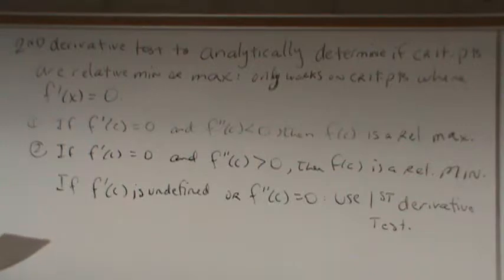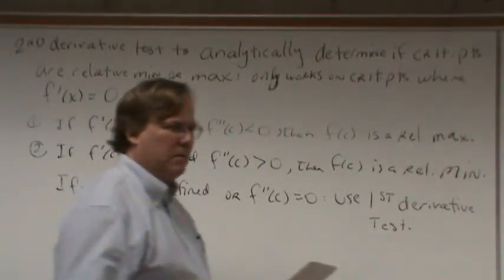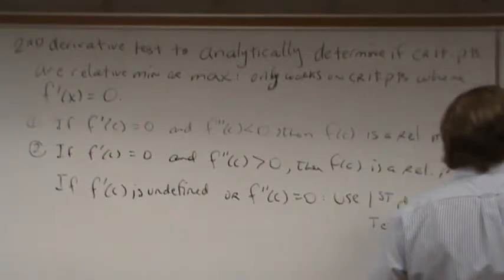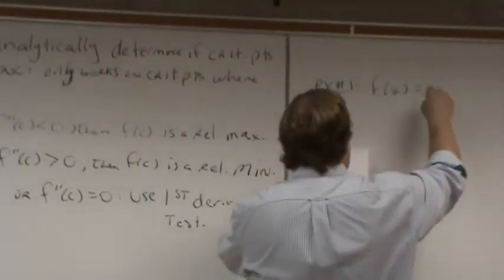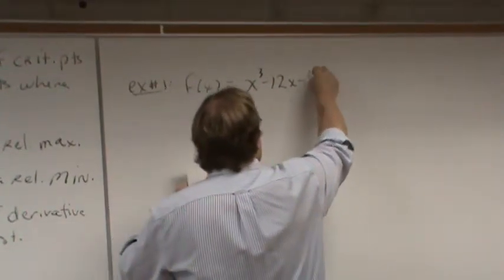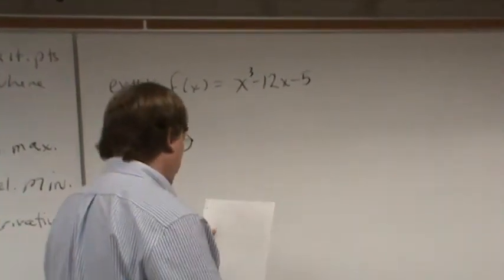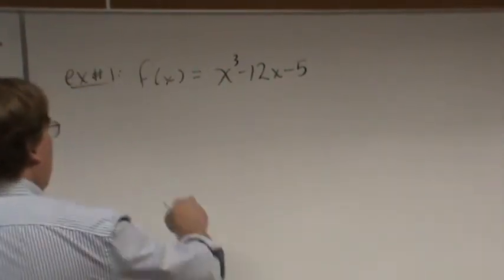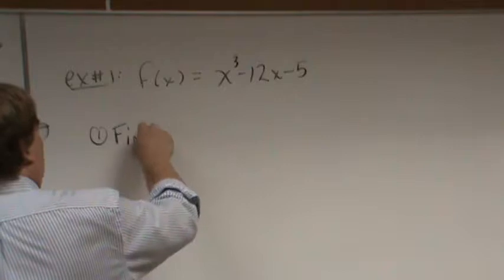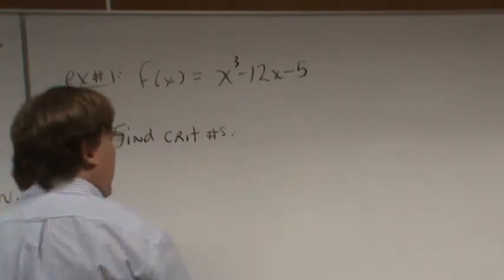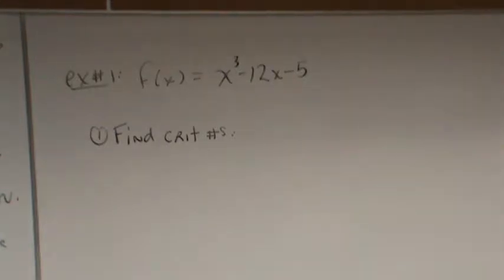Okay? So here we go. Here comes example number 1. f of x equals x to the third power minus 12x minus 5. Here's the process you're going to go through. Number 1, as always, find the critical numbers. That is the x values. So let me do that now.